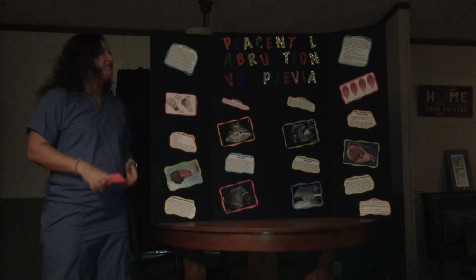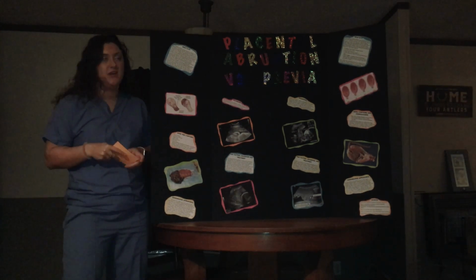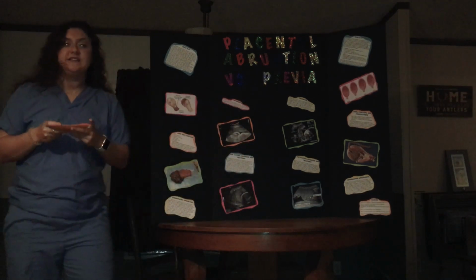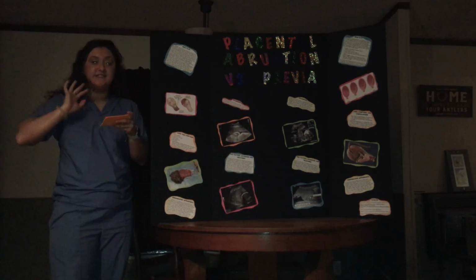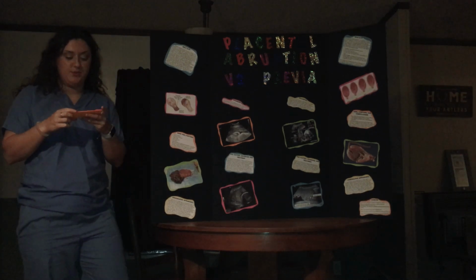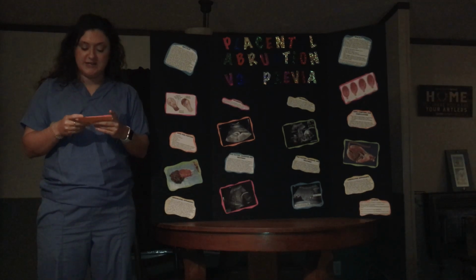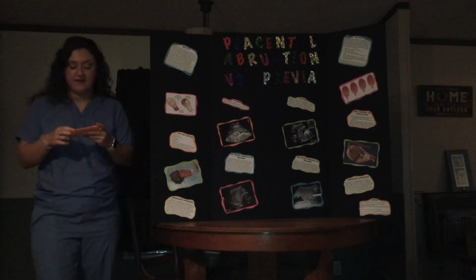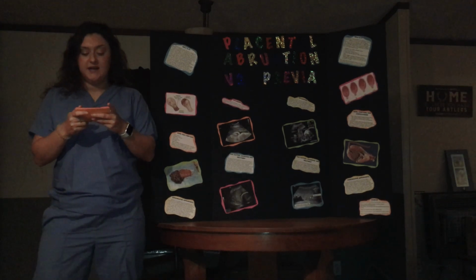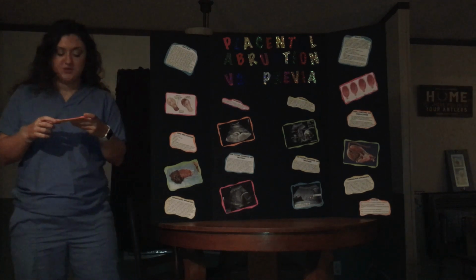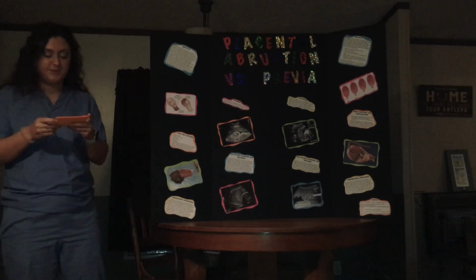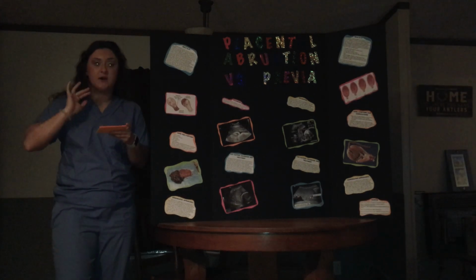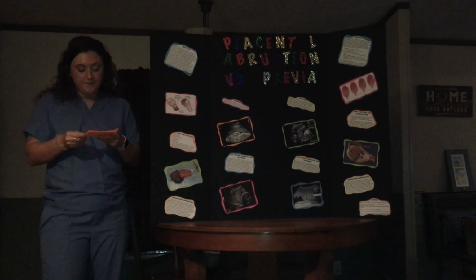So I have placental abruption versus placenta previa, and I have abruption on this side and previa on that side. Placental abruption is the separation of a normally implanted placenta before delivery of the fetus. After separation, bleeding occurs in the decidua basalis, and a result of this is an expanding hematoma, which reduces the surface area for respiratory and nutrient exchange, and increases the risk for hypoxia and even sudden fetal death.